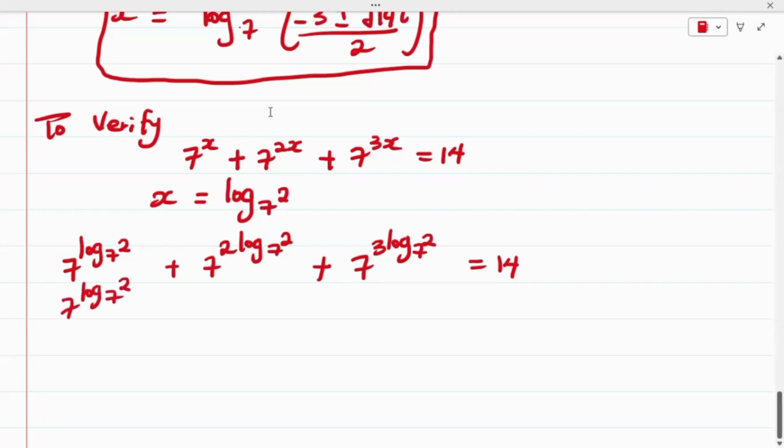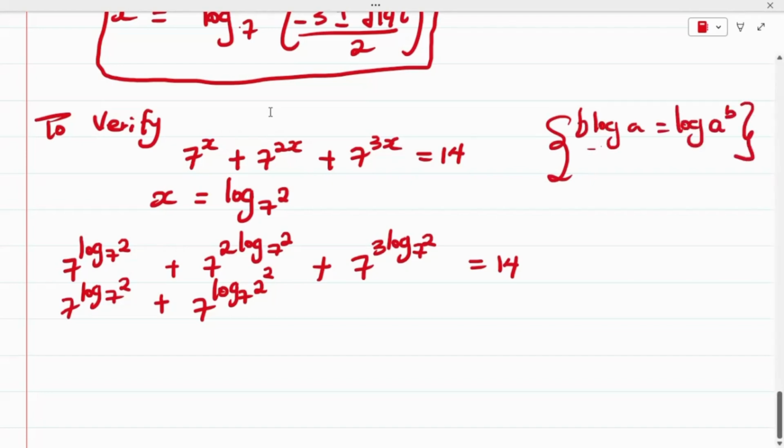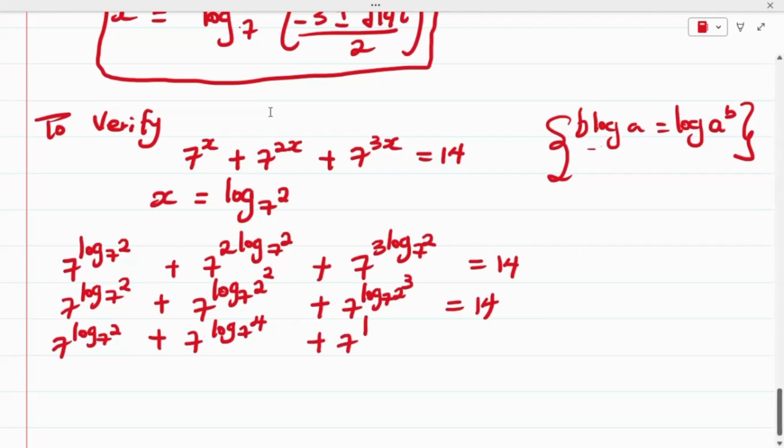So at this point we have 7 raised to the power of log 2 base 7, plus 7 raised to the power of log 2 squared base 7, and this was gotten from the property that says if we have b log a, this can be expressed as log a raised to the power of b. That is how we got this, plus 7 raised to the power of log 2 cubed base 7, and this is equal to 14. So we have 7 raised to the power of log 2 base 7, plus 7 raised to the power of log 4 base 7, plus 7 raised to the power of log 8 base 7, and this is equal to 14.